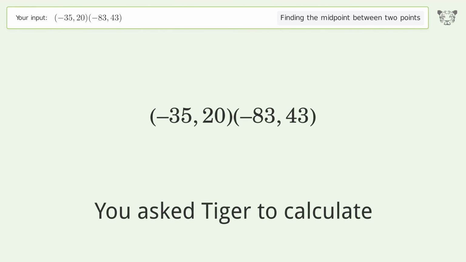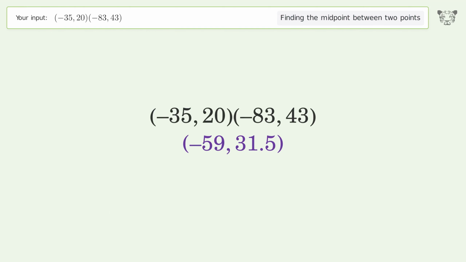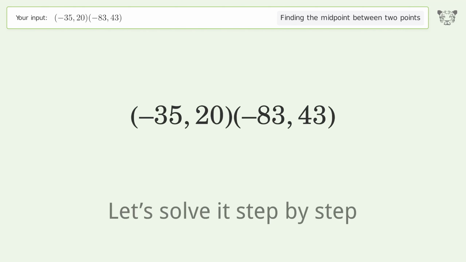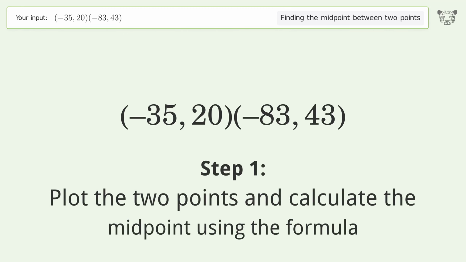You ask Tiger to calculate. This deals with finding the midpoint between 2 points. The midpoint between the 2 points is -59, 31.5. Let's solve it step by step. Plot the 2 points and calculate the midpoint using the formula.